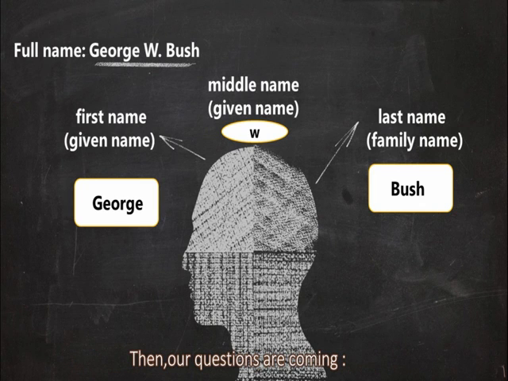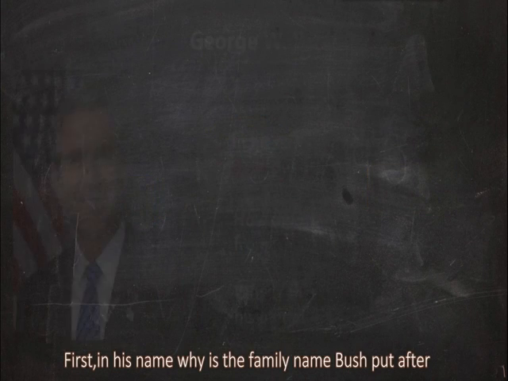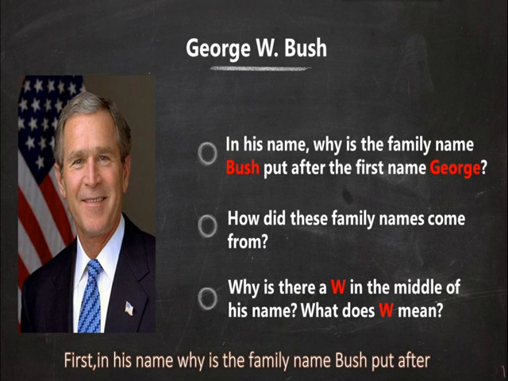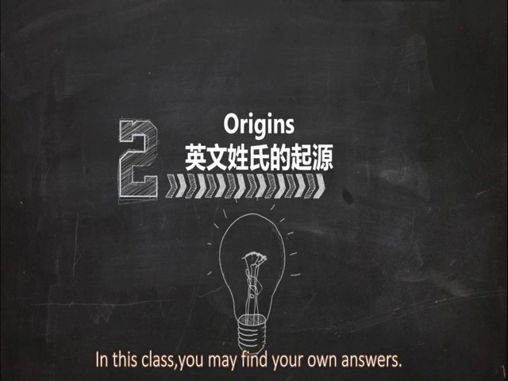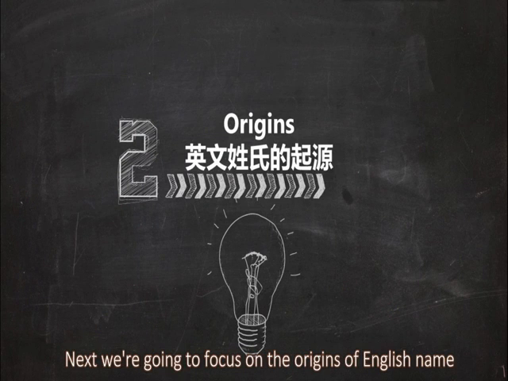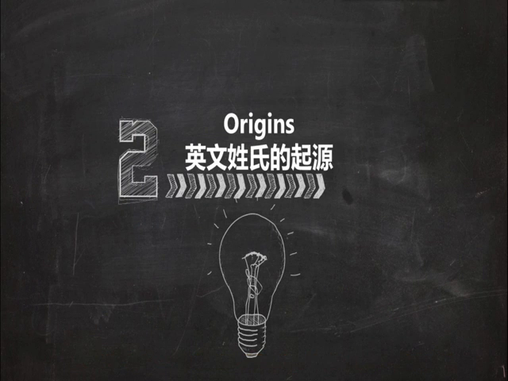Then, our questions are coming. First, in his name, why is the family name Bush put after the first name George? How did these family names come from? And then, why is there a W in the middle of his name? What does W mean? In this class, you may find your own answers. Next, we are going to focus on the origins of English names.